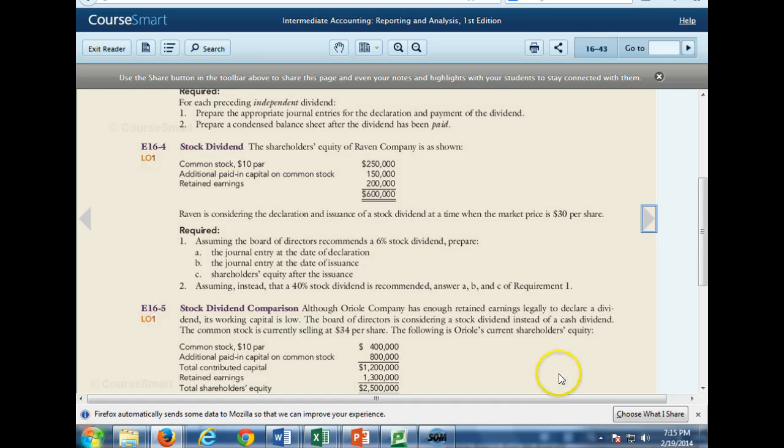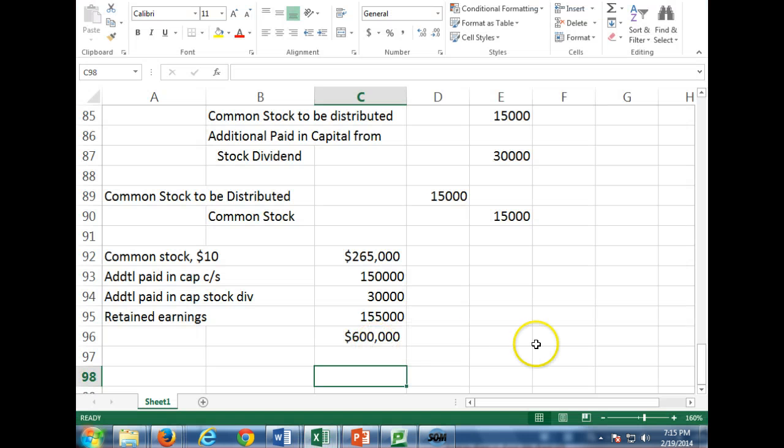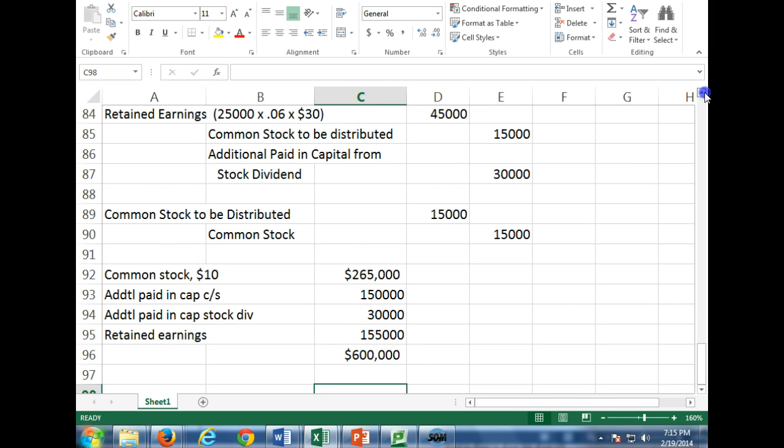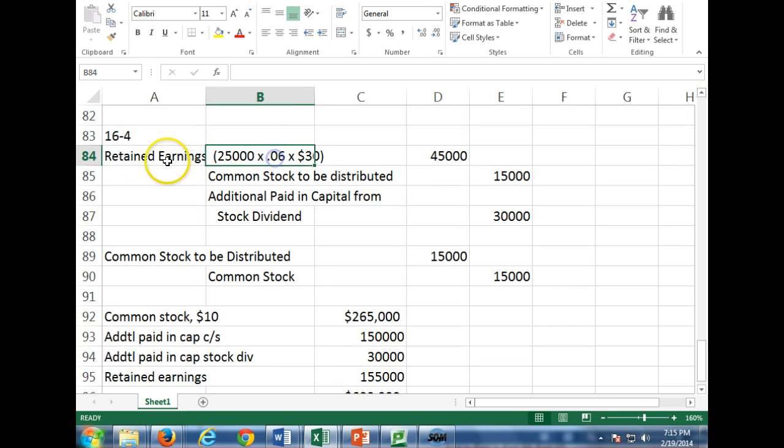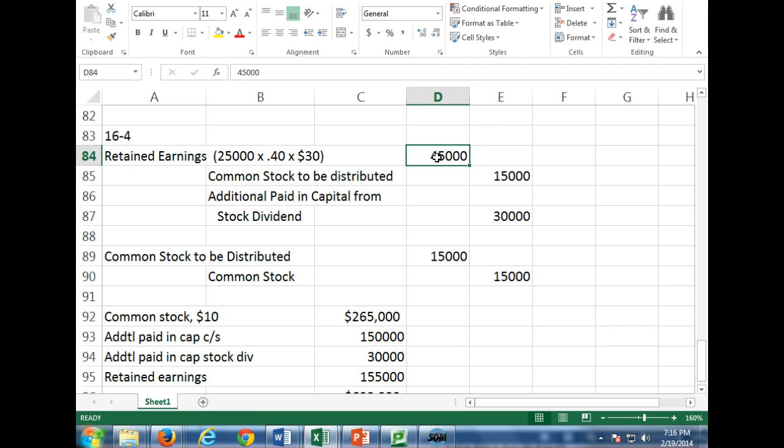Number 2. Assuming instead that a 40% stock dividend is recommended, answer A, B, and C of requirement 1. Darn it, not a 6%, now we've got a 40% stock dividend. Guys, no need to worry. We're going to do the same thing here. What's going to be different here? I'm just going to make this 40% instead of 6%, right? And how's that going to change our number here? 25,000 at 40% times 30 bucks a share. What's this number going to be now?